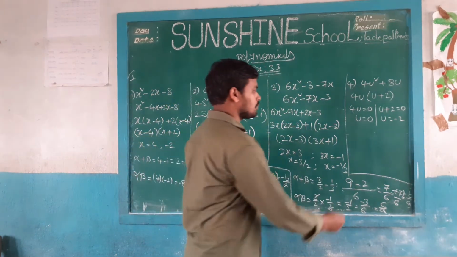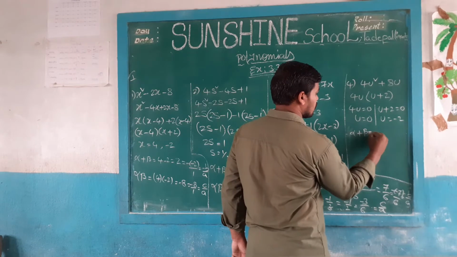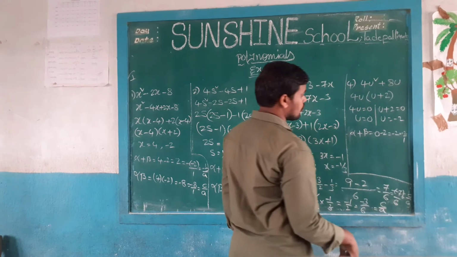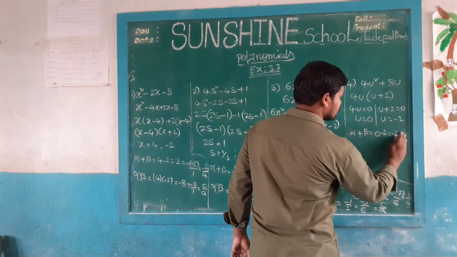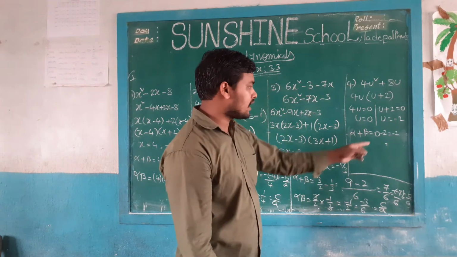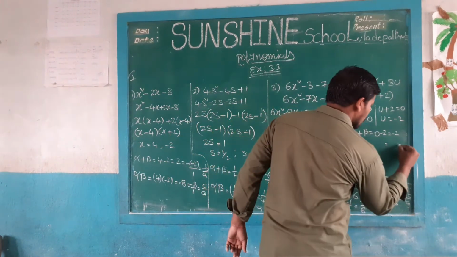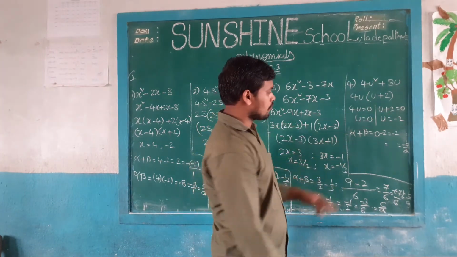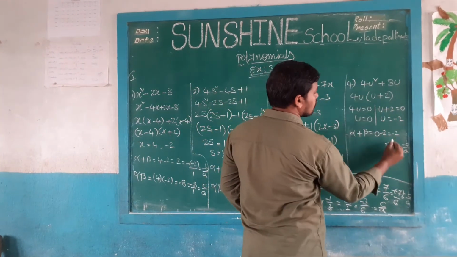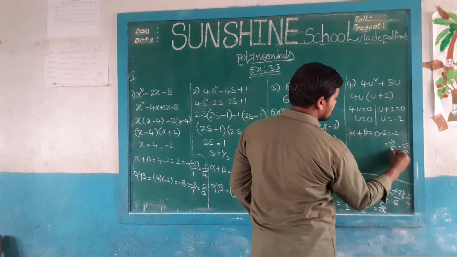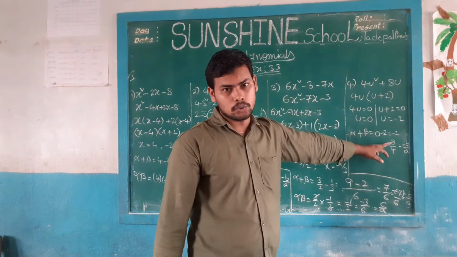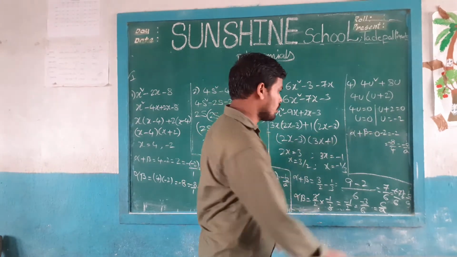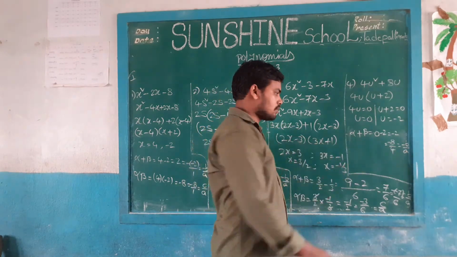Now verify the relationship. Alpha plus beta is 0 minus 2, which is minus 2. Now we have to prove it can be written as minus b by a. So what is the b term here? b is 8 and the a term is 4. 4 in 8 is 2 times. So 2 is there, and the minus symbol is on both sides. So verified, alpha plus beta equals minus b by a.